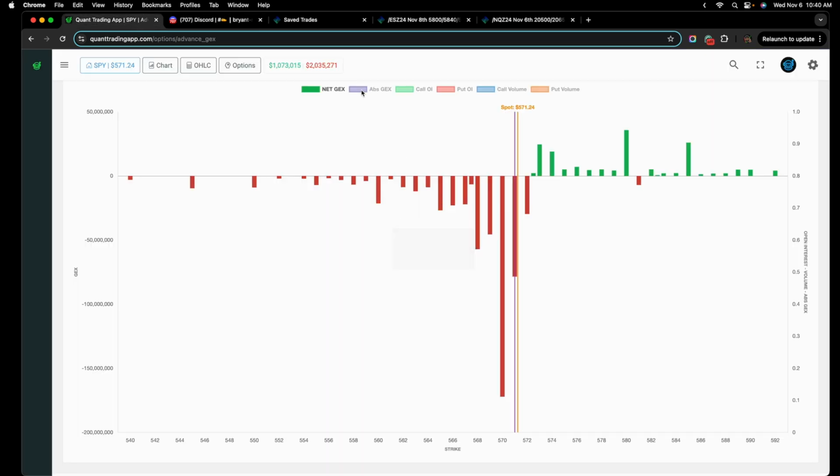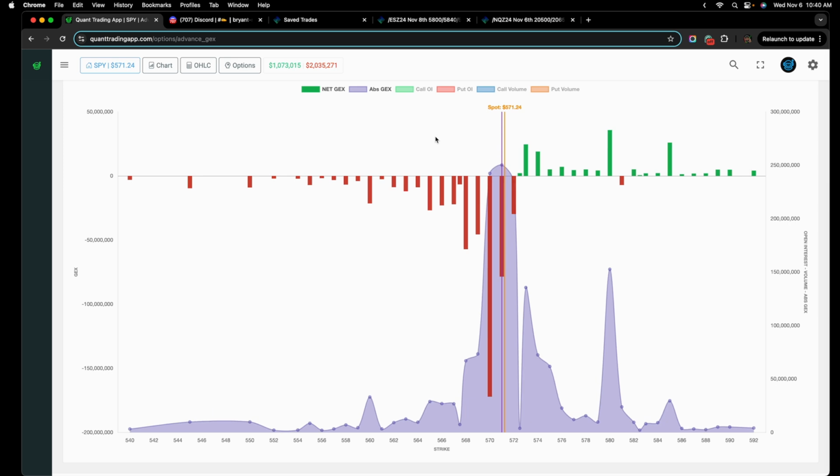What made me say that is because I'm just going to turn back on the absolute gamma for a second here, because that's going to be important also for the analysis. But we can see there's a massive amount of absolute gamma here. There's a massive amount of negative gamma here, but then below it it just looks like a dead zone. There's nothing really here, and that's strange, because this is such a major economic event.